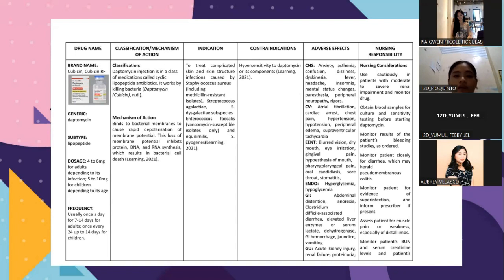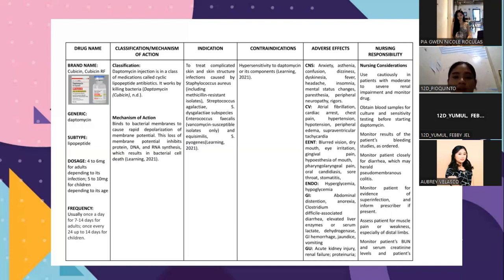So in frequency, adults are usually given it once a day for a duration of 7 to 14 days, depending on the infection. In children, it is administered once every 24 hours, with the duration ranging up to 14 days as determined by the healthcare provider. So in the classification, daptomycin is classified as a cyclic lipopeptide antibiotic. It operates by effectively eliminating bacteria.